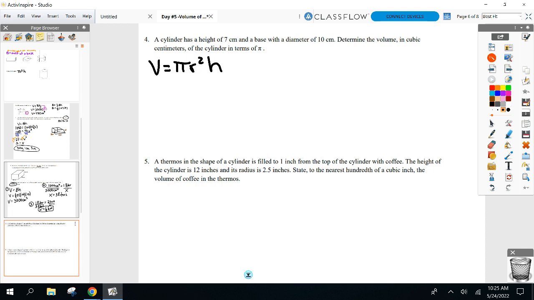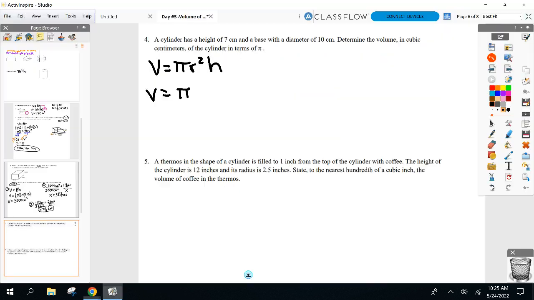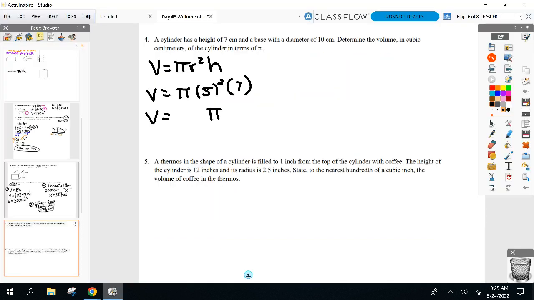Okay, let's plug and chug. Pi, what's my radius of this cylinder? Radius is 5, half of 10, squared, and it comes right out and says 7. You better put pi in your answer right now. And what do you get with the pi there?